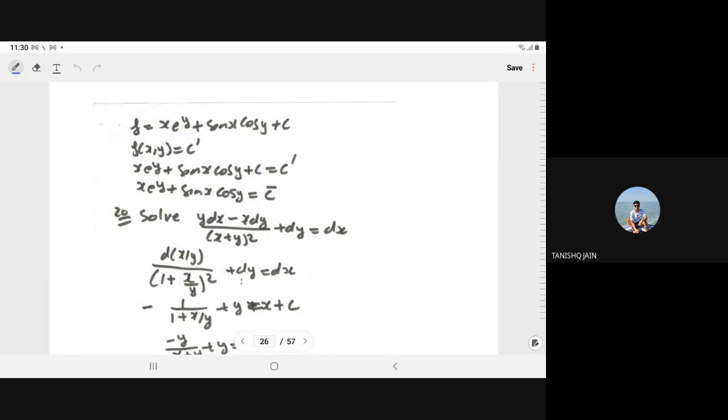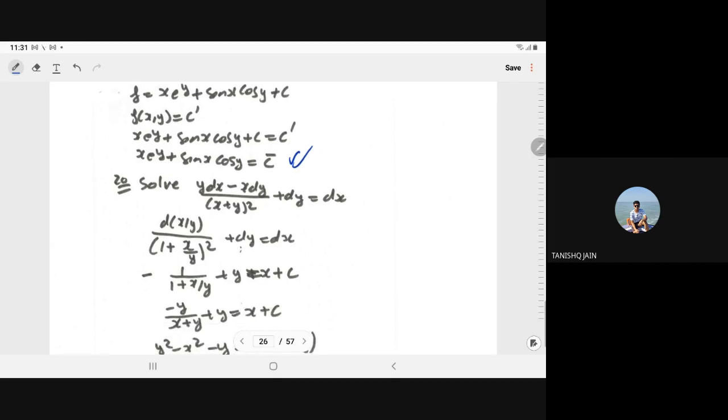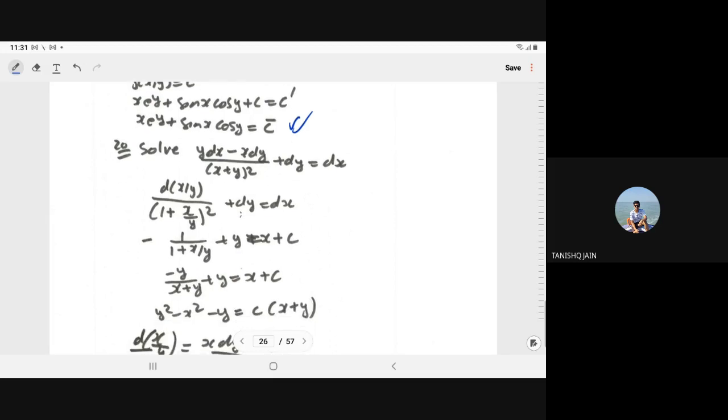F(x, y) is equal to c' is the answer. So x e^y + sin x cos y + c = c'. Then c' − c you can write as c̄. So this is your answer. Sometimes we cannot directly write, right? Sometimes with a little manipulation you can convert it into an exactly integrable form.